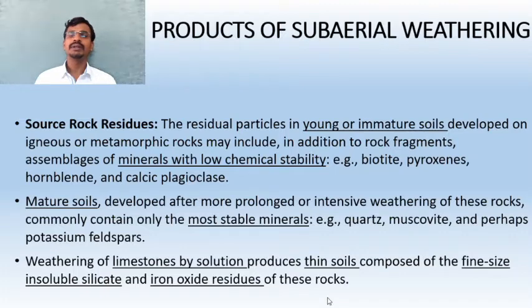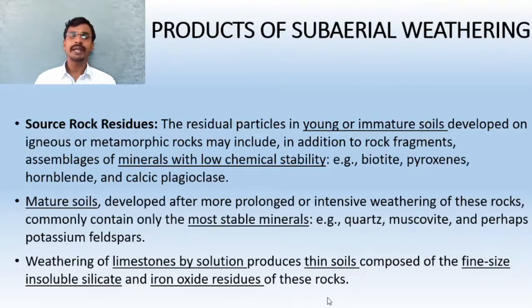If you remember our Goldich weathering series, you have found that pyroxenes, hornblende and biotite are the minerals that were unstable under weathering conditions. So from that you will be able to understand these minerals are assemblages found in immature soils. Now let's look into the mature soil.